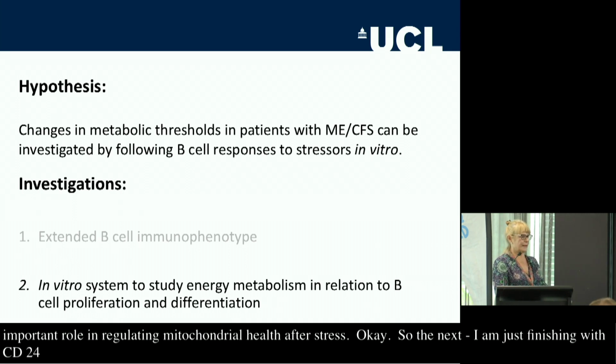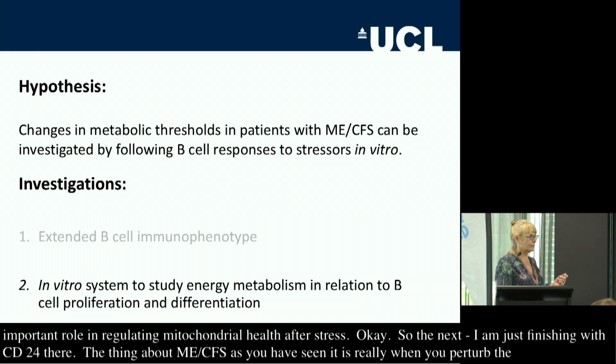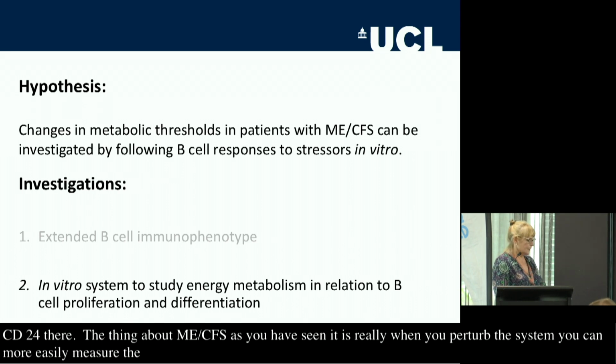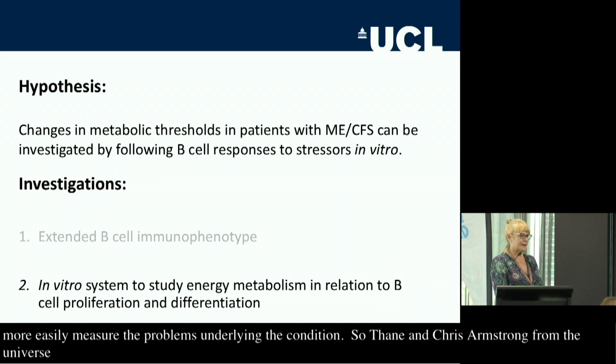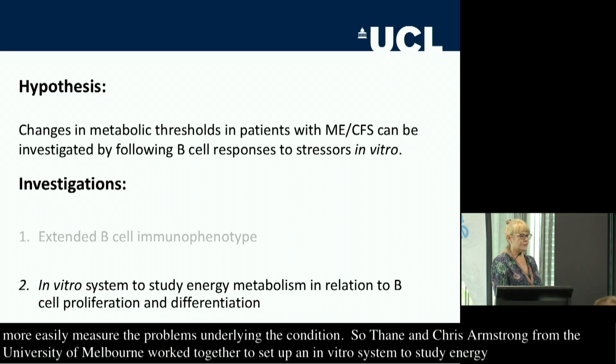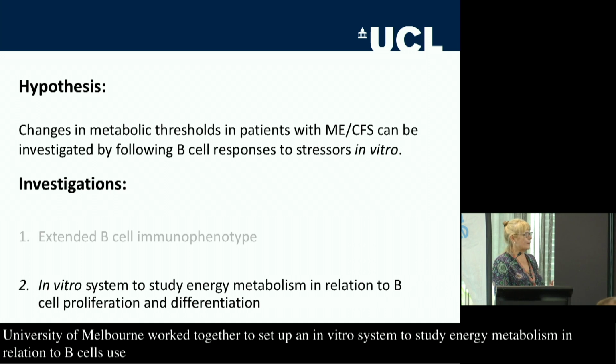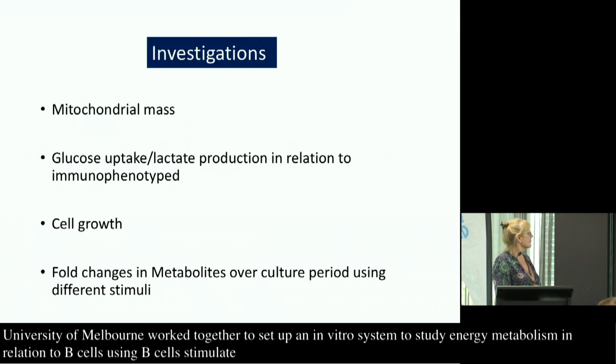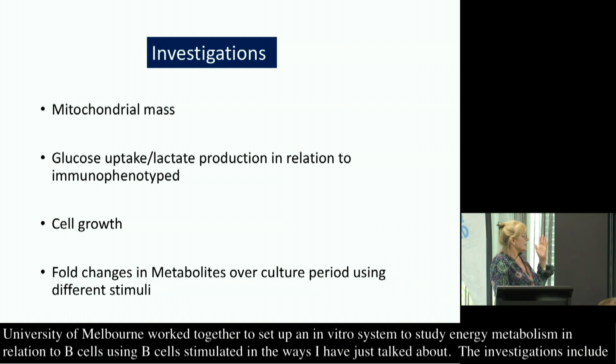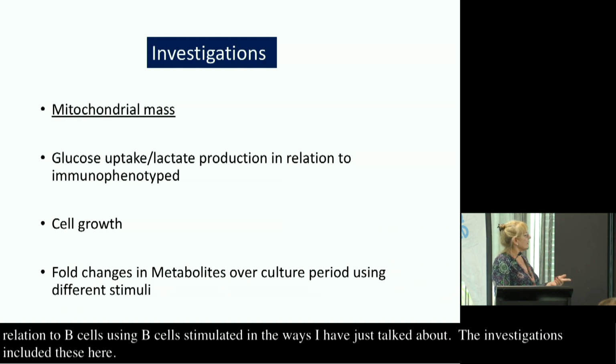The thing about ME/CFS, as you've seen, is it's really when you perturb the system that you can more easily measure the problems underlying the condition. So Fane and Chris Armstrong from the University of Melbourne worked together to set up an in vitro system to study energy metabolism in relation to B cells, using B cells stimulated in the ways I just talked about. The investigations included these here. I'm just going to go through them very quickly one by one.